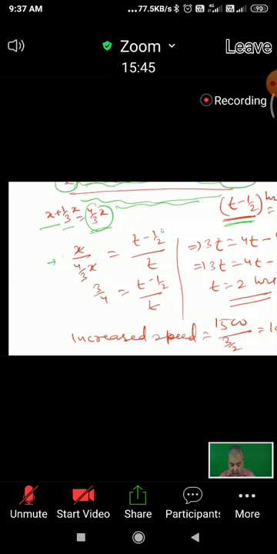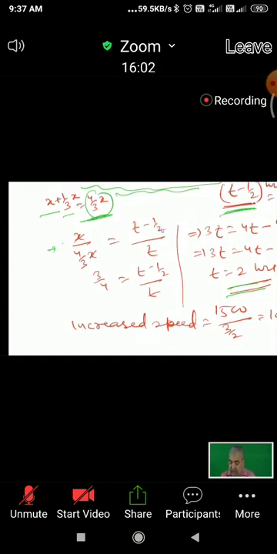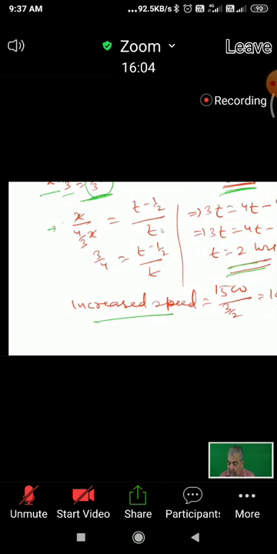So from that you can find the time. Normal time is t equal to 2 hours. So for the increased speed, time is t minus half hour, that is 3 by 2 hour. 2 minus half, that is 3 by 2 hour. So what is the speed? Increased speed is 1500 kilometer divided by the time taken 3 by 2. That is 1000 kilometer per hour. That is the increased speed. I hope you understand now.